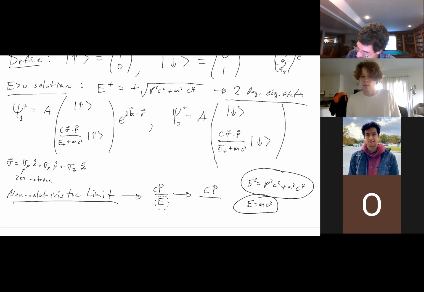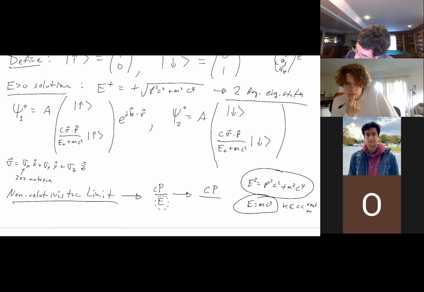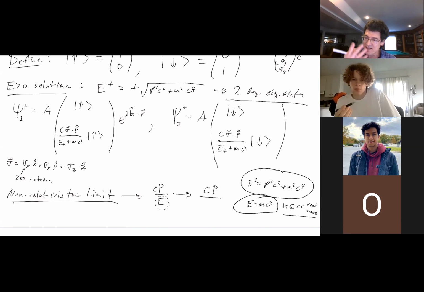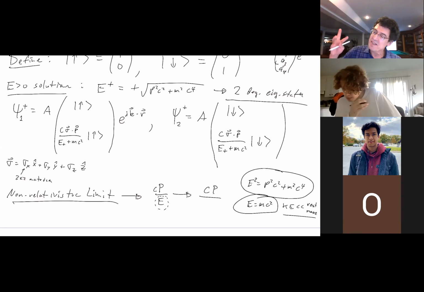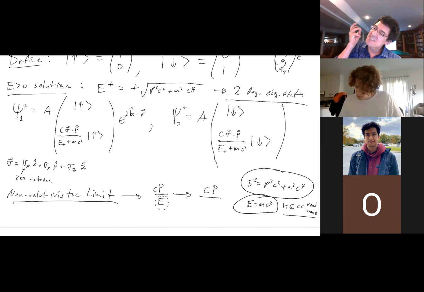Because what the non-relativistic limit means is that your kinetic energy is way smaller than your rest mass. Okay, that is the non-relativistic limit. Most of you forgot that, because you're not doing relativity all the time. But now that I remind you, you remember. So in the non-relativistic limit, your kinetic energy is tiny compared to your rest mass.